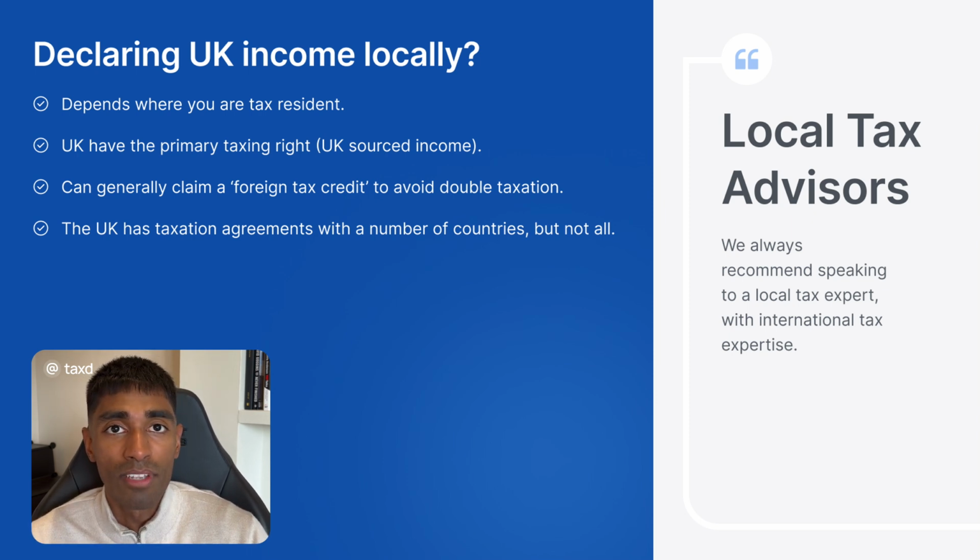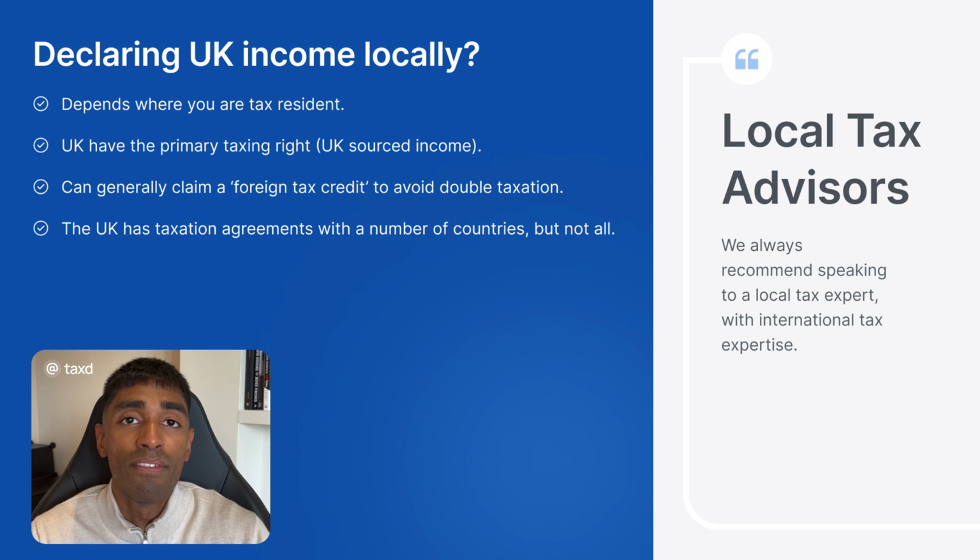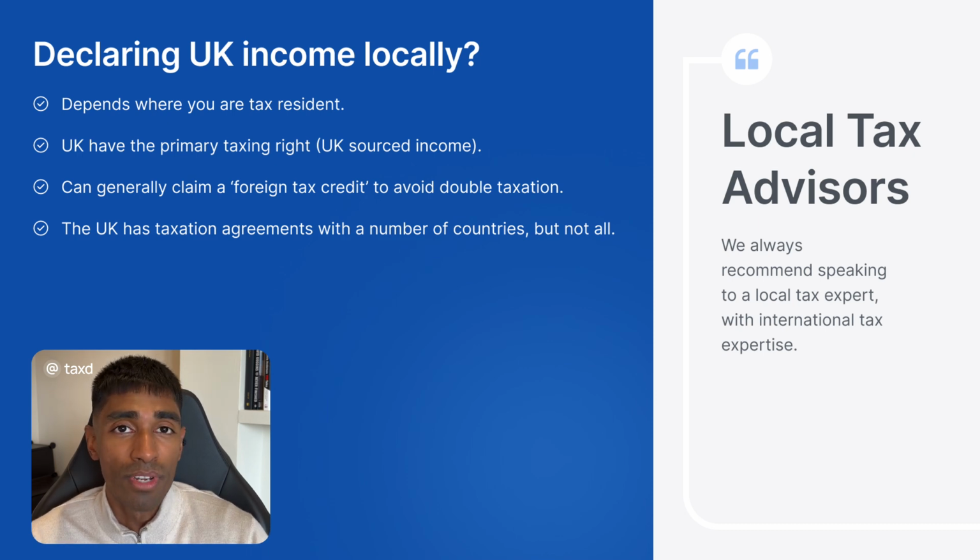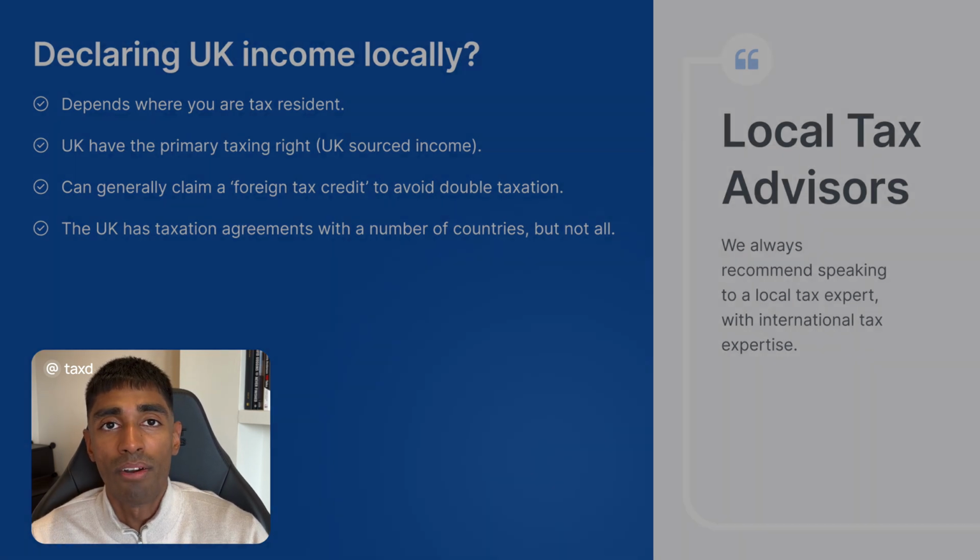Now, the UK does have double taxation agreements to avoid you being taxed twice. But in most of these agreements, it would state that the UK would have the primary taxing right because the rental income is UK sourced. You can then claim a foreign tax credit for your local country to avoid you being taxed twice. We would always recommend speaking to a professional and advisor in your local country to ensure you get the rules right. If you do have any questions though, feel free to reach out to us and we can point you in the right direction.